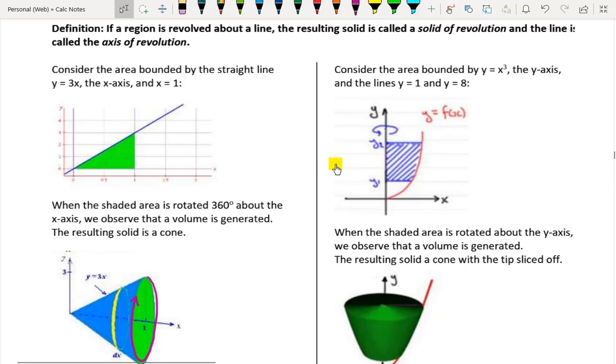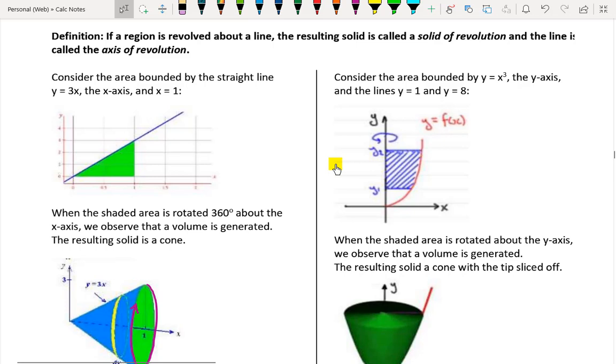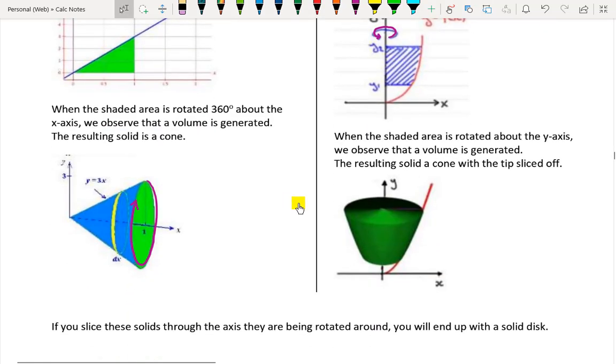Likewise, on the right side, it doesn't have to go all the way back to the x-axis, so we could have an area that's bounded by this graph of y equals x cubed and the y-axis right here, and you can see the arrow here. We're going to take this and spin it around the y-axis, and it's going to generate the solid that you see below. And again, if we were to slice this solid straight across perpendicular to the y-axis, we would end up with a solid disk in here.